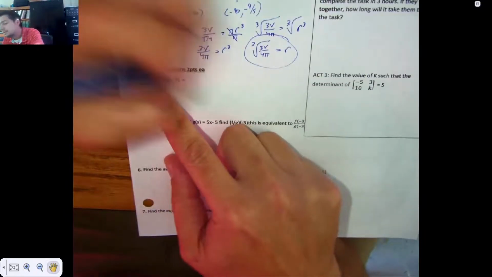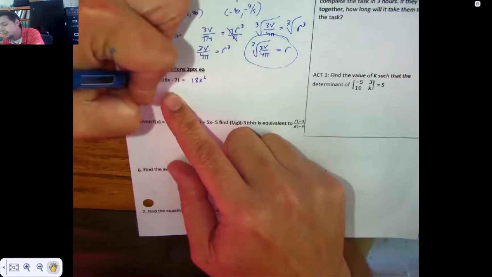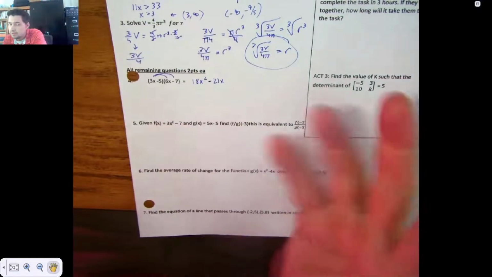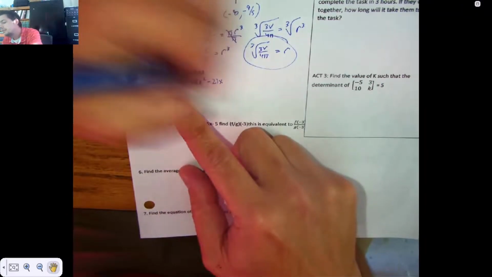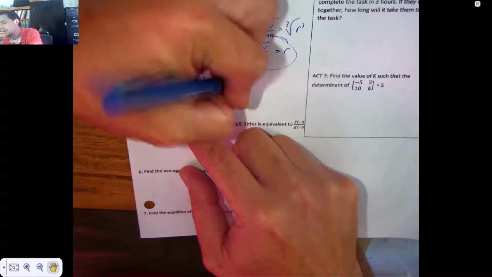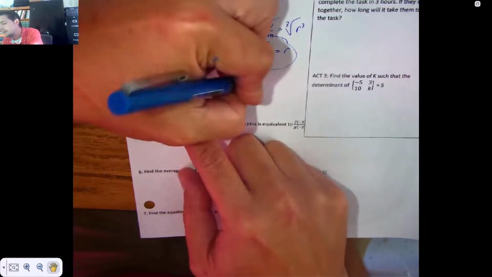3x times 6x is 18x squared. 3x times negative 7 is minus 21x. That's how hard that part is. Negative 5 times 6x is minus 30x. Negative times the negative is positive, so 5 times 7 is 35.